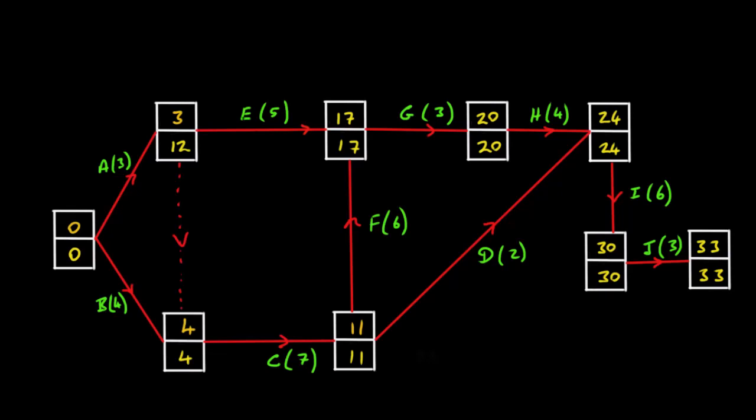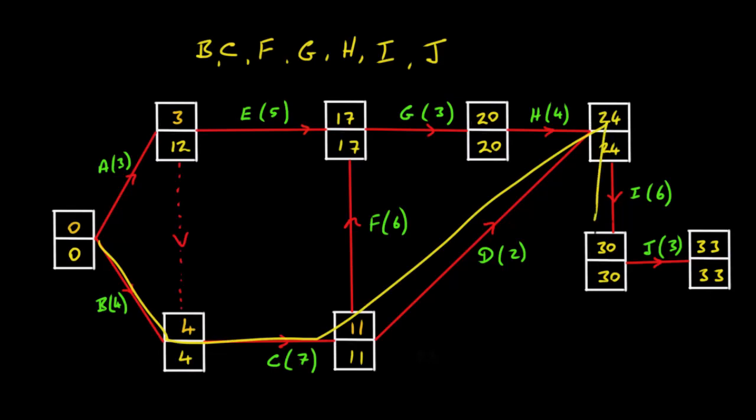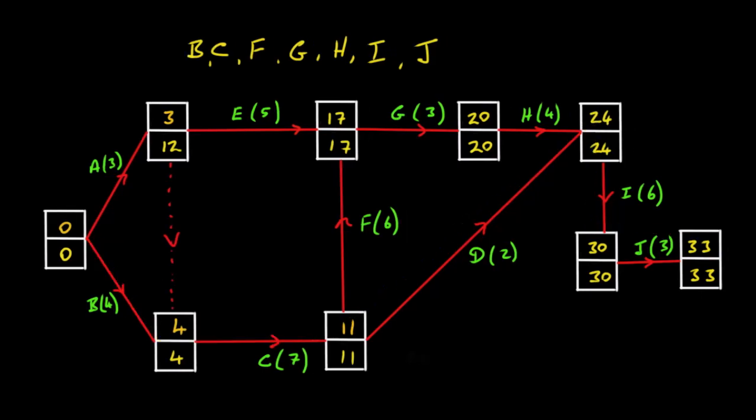The critical path here, by the way, I should say, is B, C, F, G, H, I, and J. That's the critical path. And you can see there's also another critical path. We can go this way, up along this way, down here. And okay, that's it for this video.